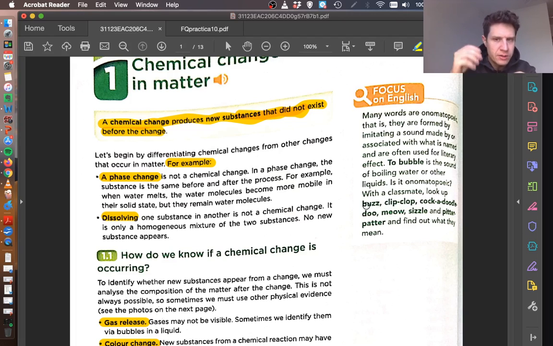Es como un zumbido, ¿no? A clip clap is when a horse is walking. Cock-a-doodle-doo es el cacareo. Meow is like the meow of a cat.